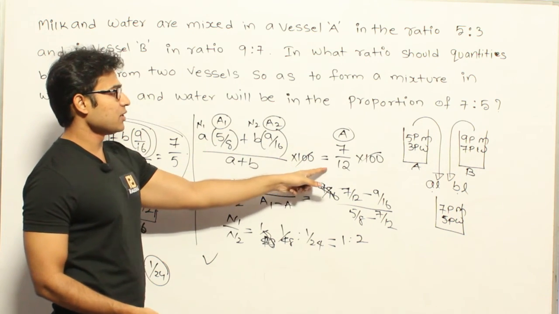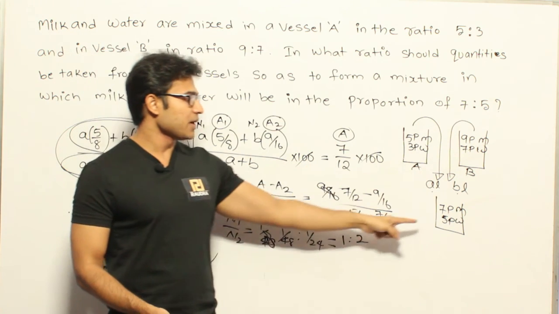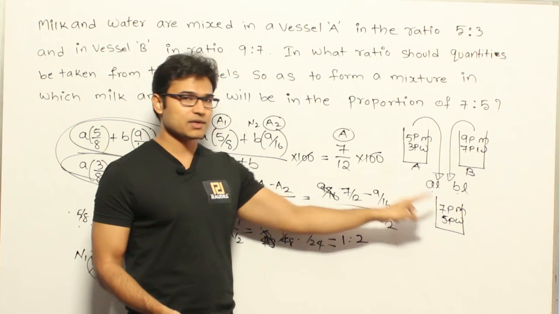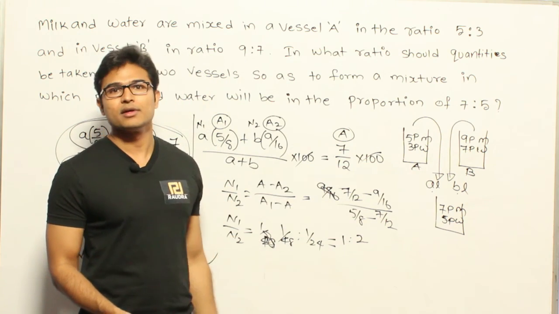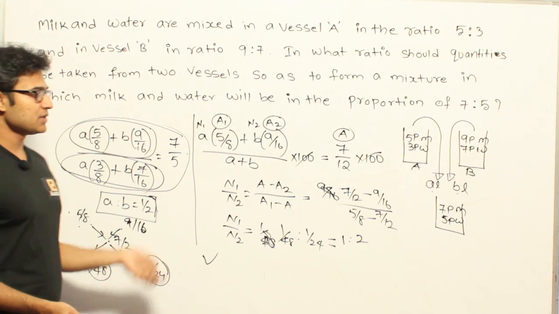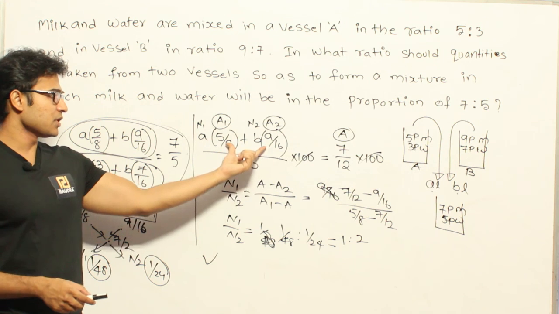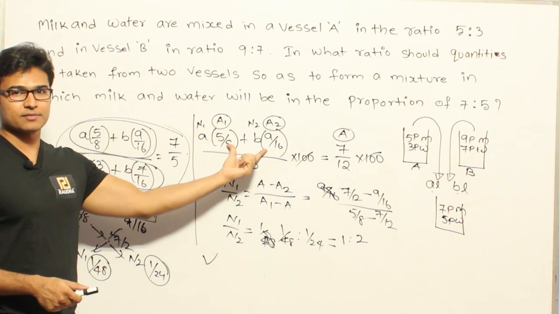Now that has to be equal to, instead of 7 by 12, I will write 5 by 12. Why? Because water is 5 parts, therefore 5 by 12 times 100. If I solve it, again I will get A is to B as 1:2 only. The only difference is that the values I take will all be from the water side.